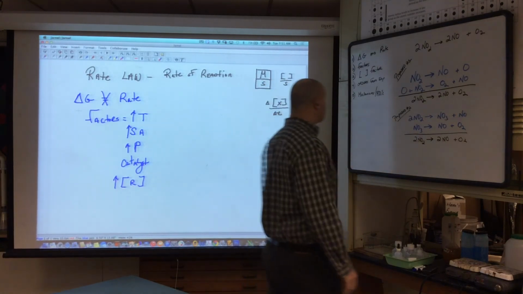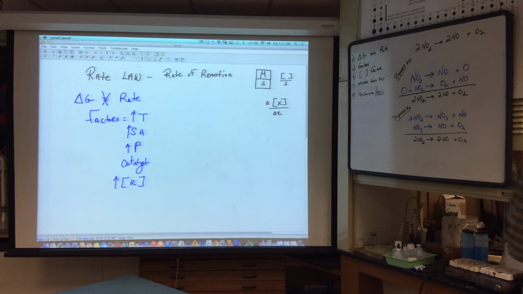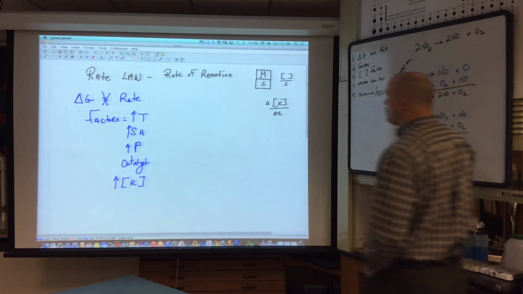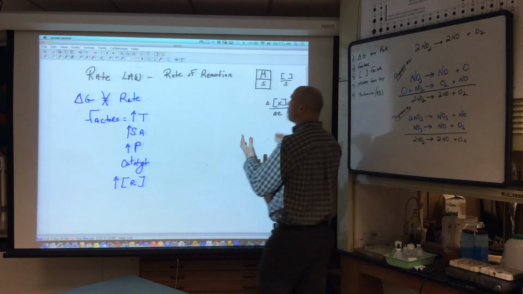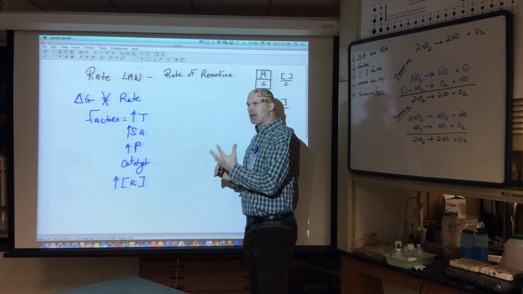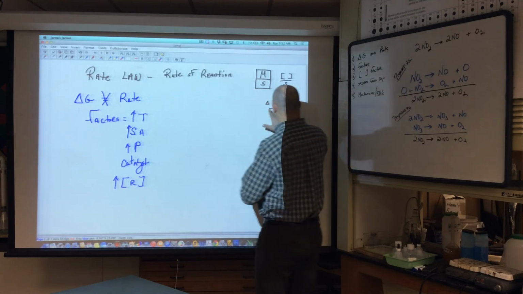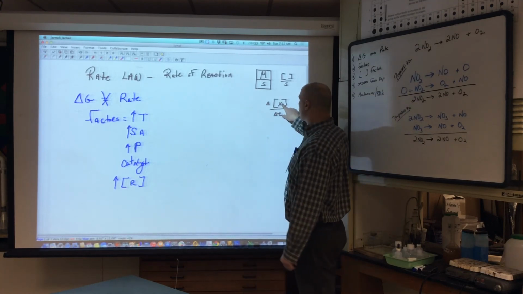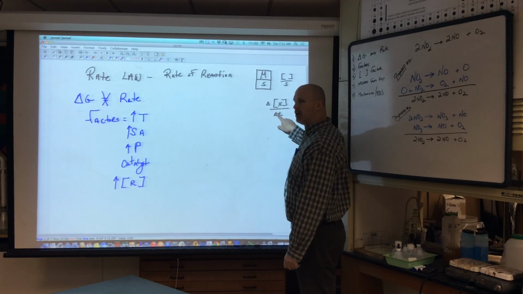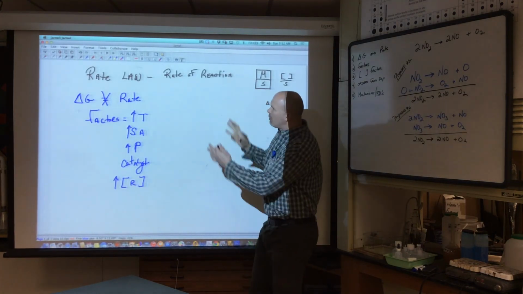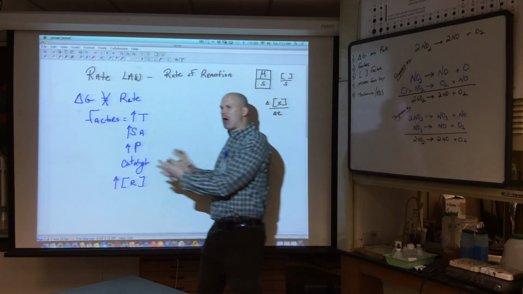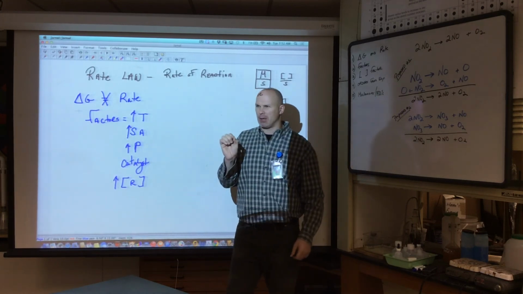Now, as we go forward, let's talk about how we determine something called the rate law. We determine it experimentally. The rate law is a formula that I can use to figure out how fast, how much change of my product over time I get. We can only get this rate law, this equation that helps me determine how fast something is, experimentally.